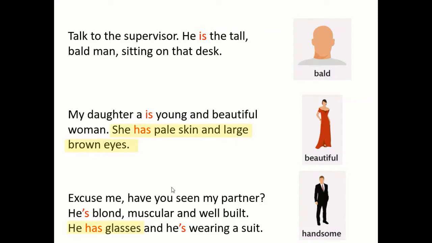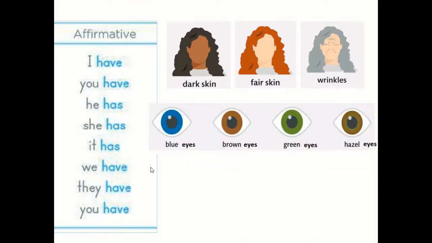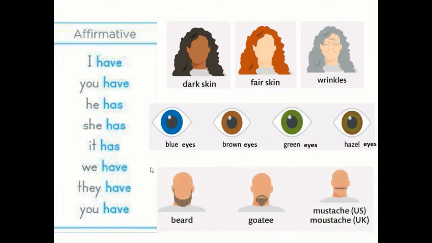As you can see in these examples, the sentences in yellow use the verb to have, not the verb to be. We also use the verb to have to describe other features, such as the skin, the color of the eyes, and things like the beard or a goatee. But these use the article a. Remember to use the article where needed.